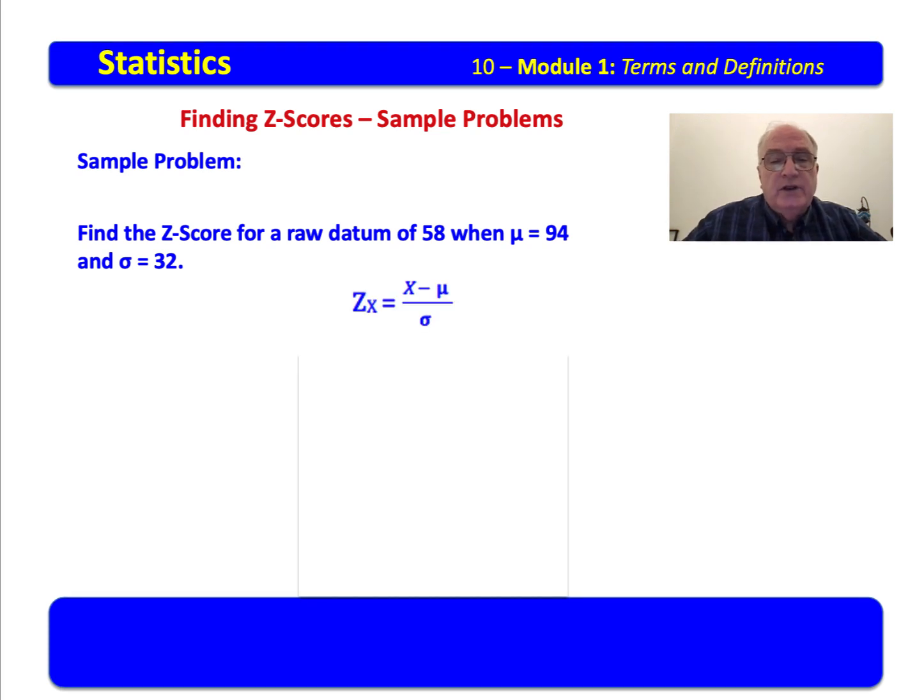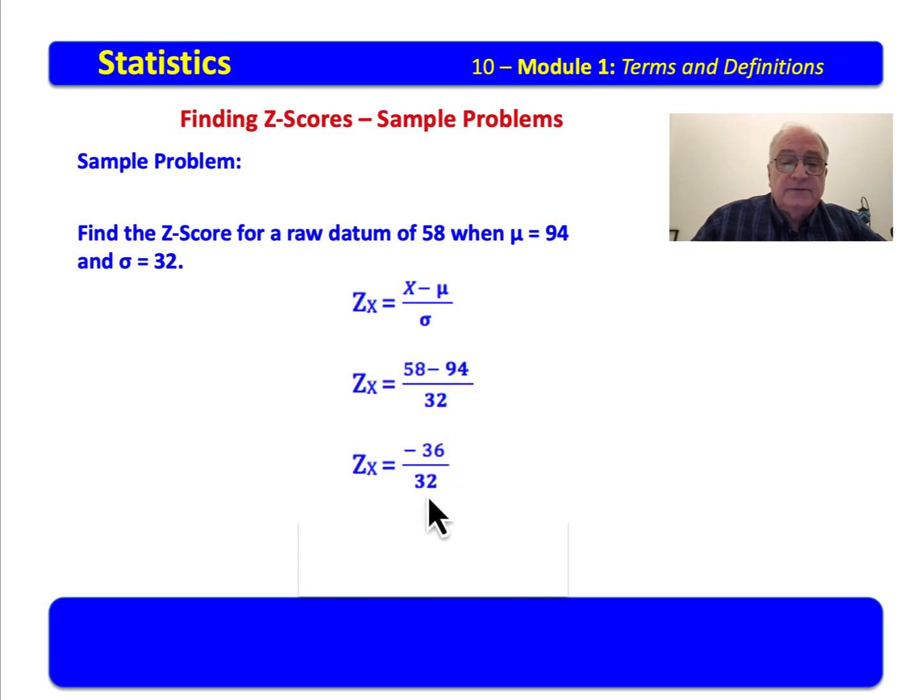The first thing that we do is we select the formula. The formula is the datum minus the mean divided by the standard deviation. So we have 58 minus 94 over 32. We plug in these values into the formula and then we simplify. 58 minus 94 we would do first. So we find that that's negative 36. Then we divide it by 32.